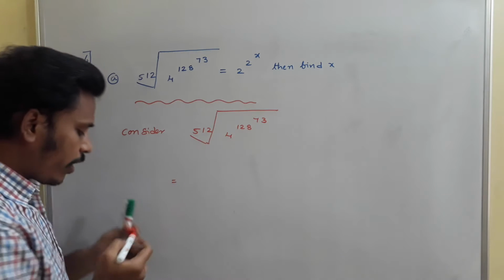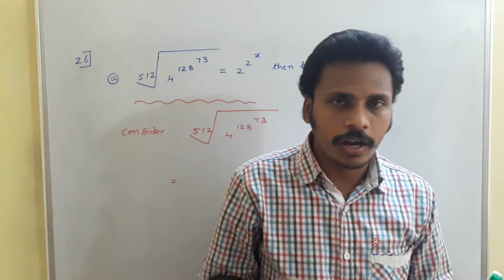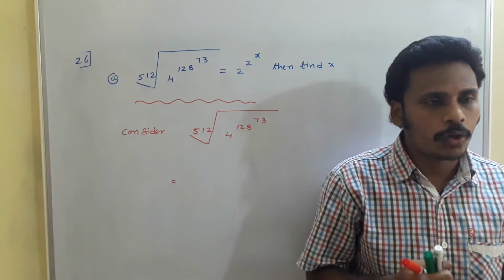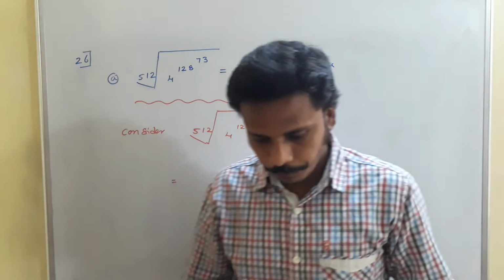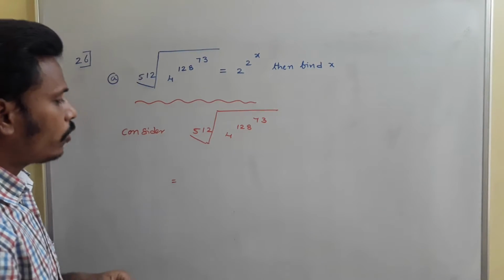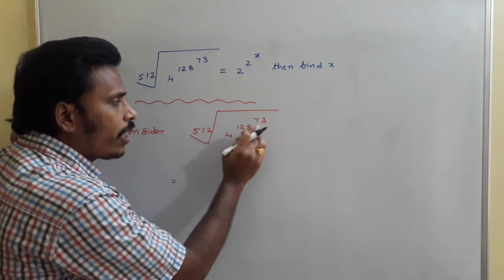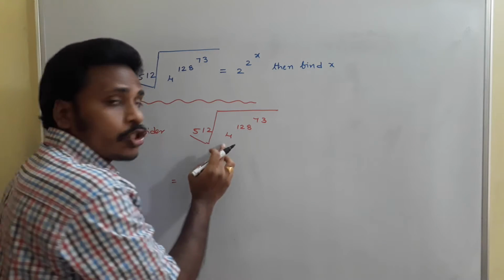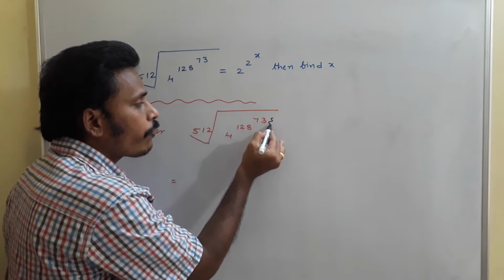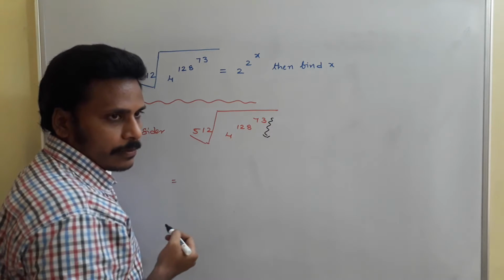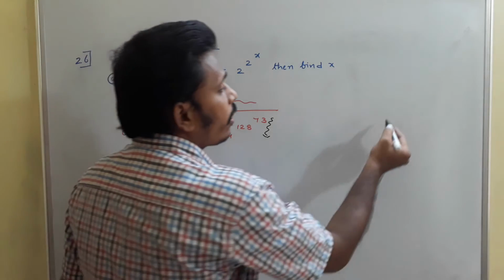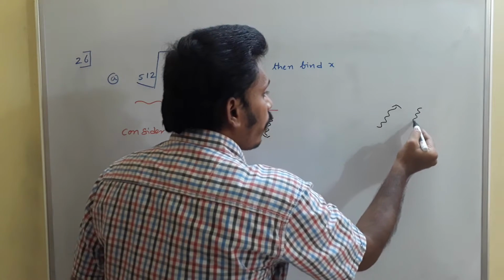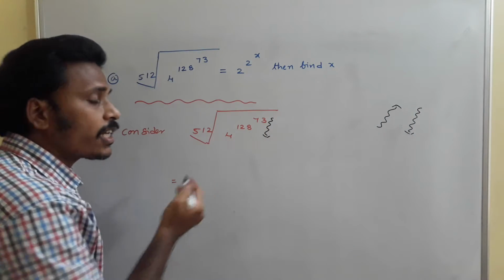We need to simplify this using the laws of exponents along with our knowledge of exponents to get 2 power 2 power x, and at the end we need to conclude the value of x. Now see 4 power 128 power 73. No bracket is involved here. Since no bracket is involved, we need to simplify from the power to the base. As I said, if brackets are involved, you need to simplify from base to the power. If brackets are not involved, we need to simplify from power to the base. Here brackets are not involved.